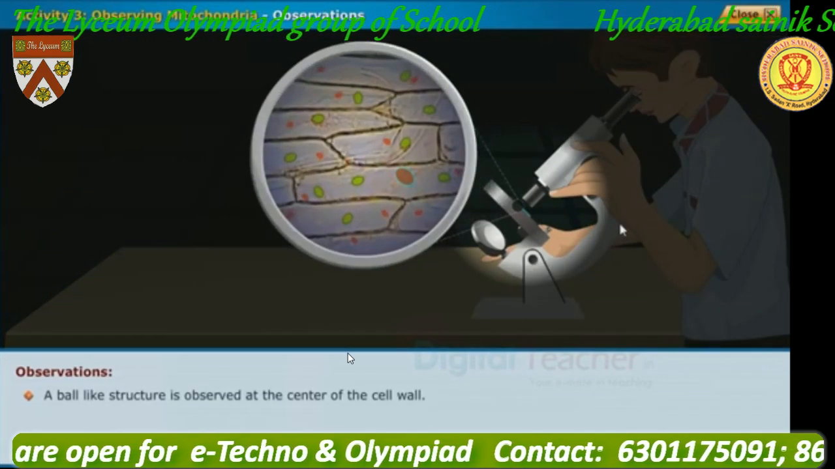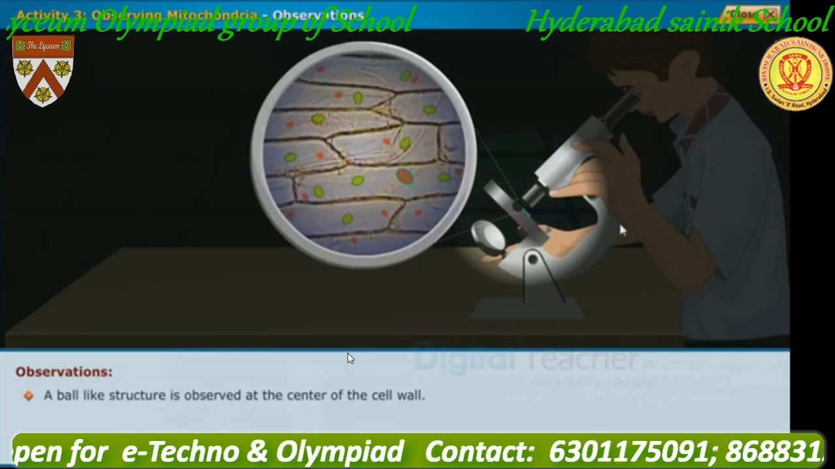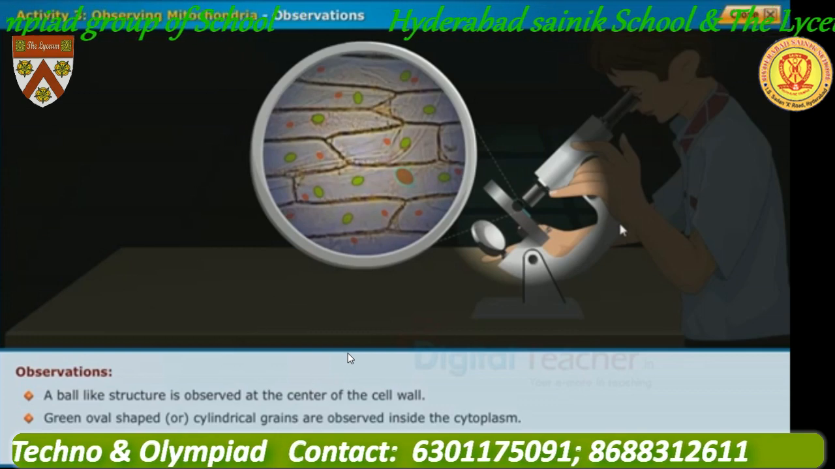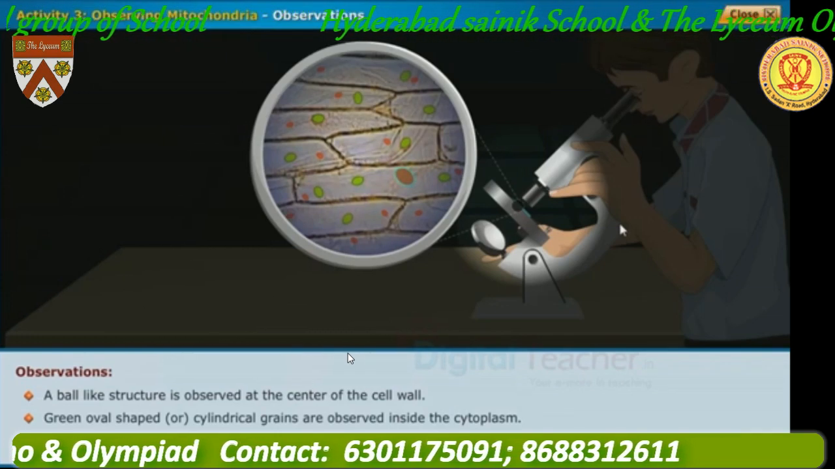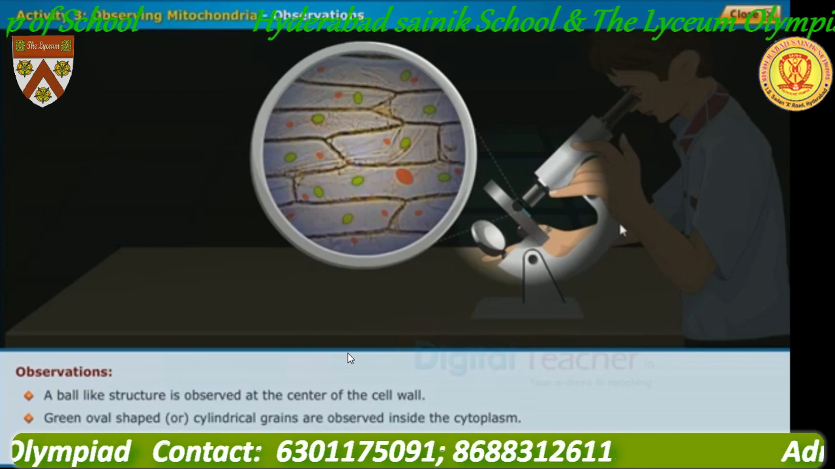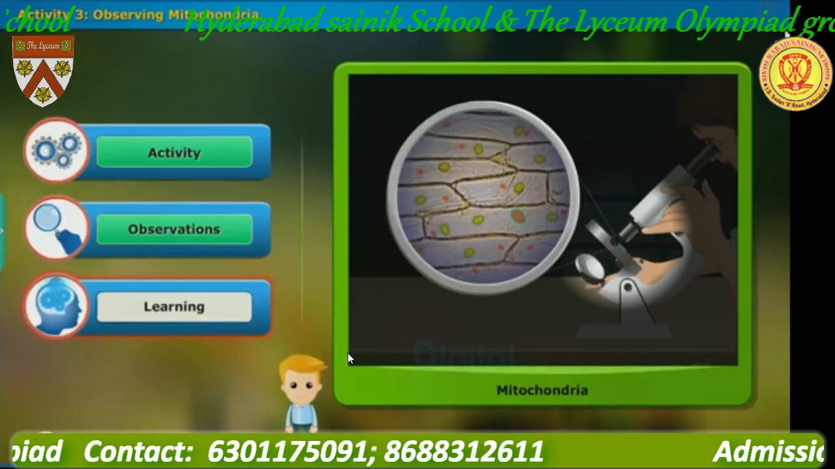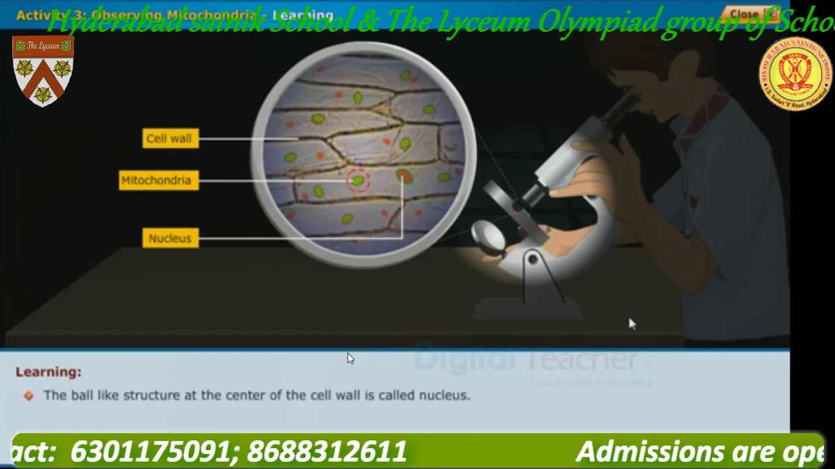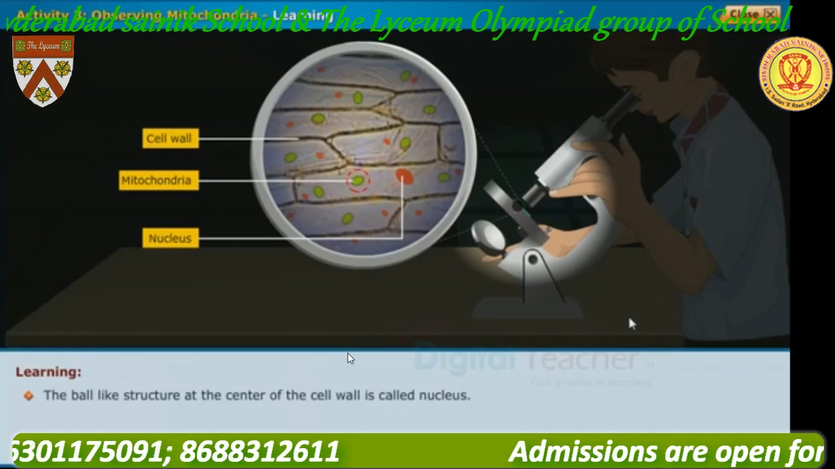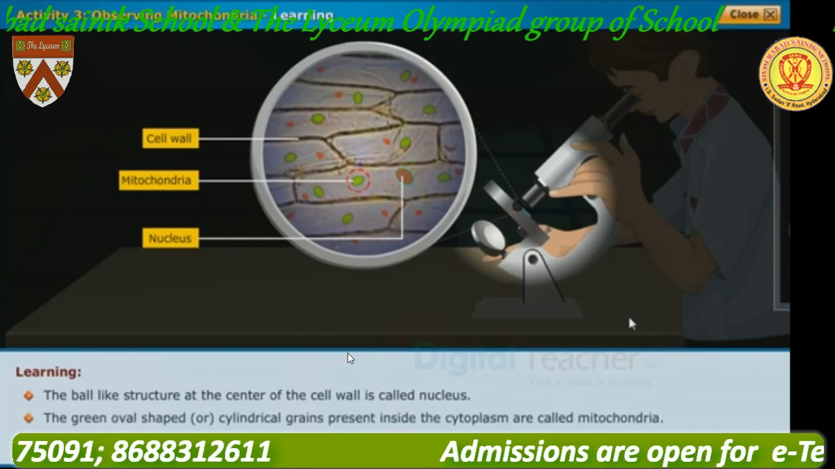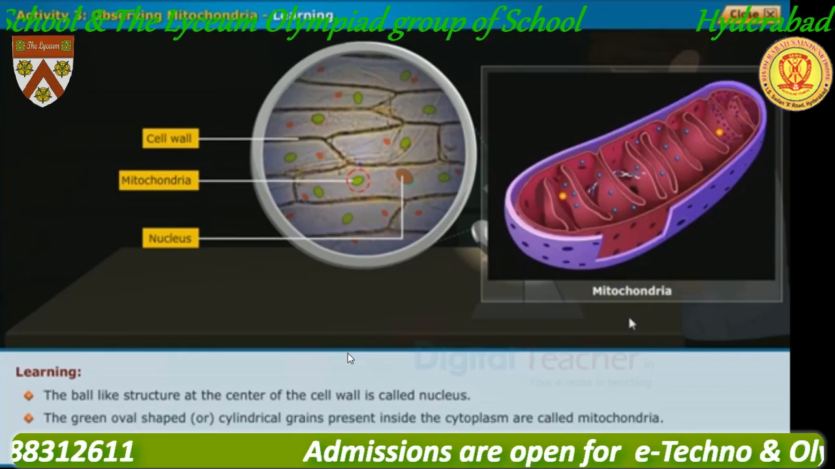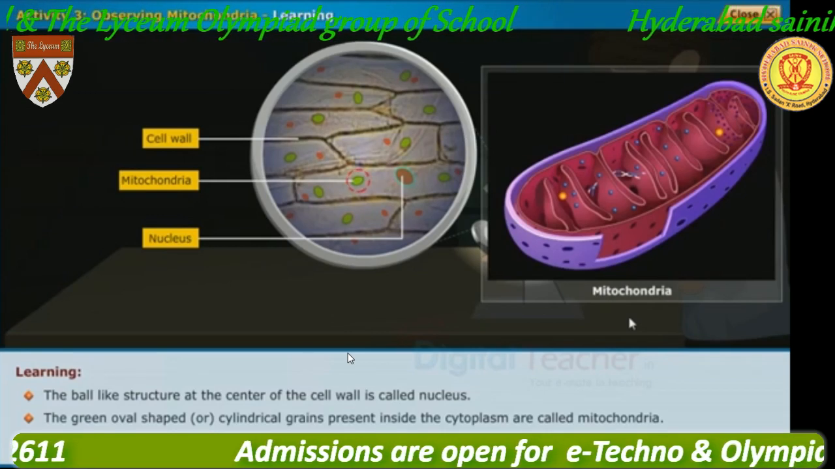A ball-like structure is observed at the center of the cell wall. Green oval-shaped or cylindrical grains are observed inside the cytoplasm. The ball-like structure at the center of the cell wall is called nucleus. The green oval-shaped or cylindrical grains present inside the cytoplasm are called mitochondria.